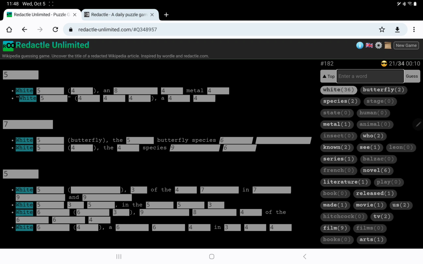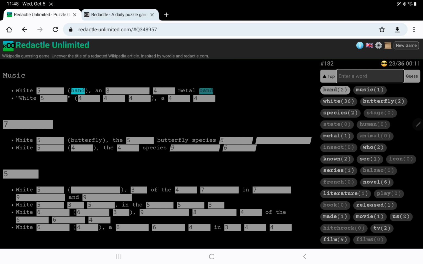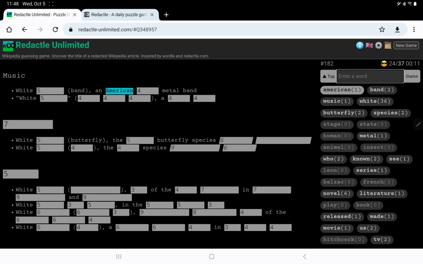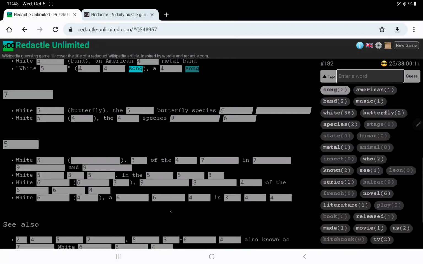White 5. Oh, this could be music. A metal band, an American something metal band, and then is there a song? White. What would a metal band call themselves? White doesn't really seem like a metal color. So it's a butterfly.